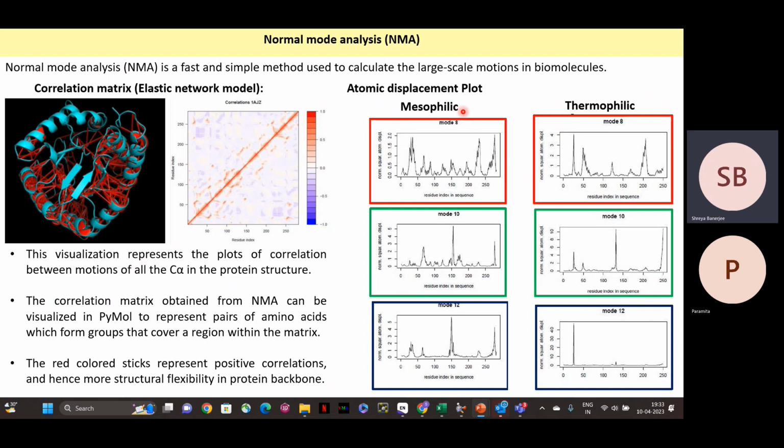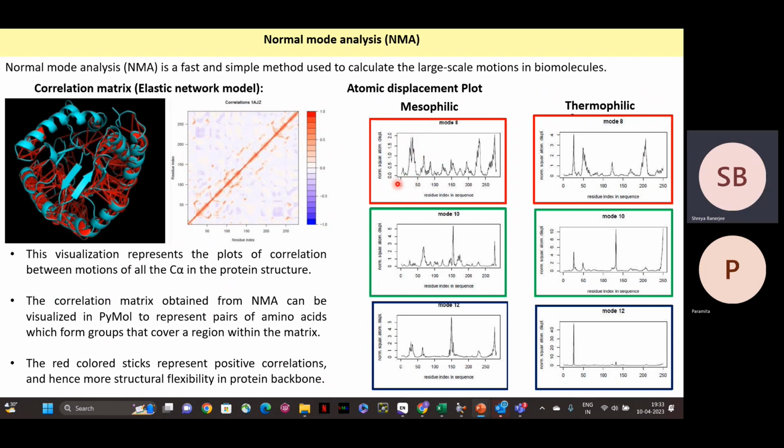whereas mesophilic proteins get denatured at these high temperatures. So suppose you did not know that this was mesophilic and this was thermophilic. Looking at the atomic displacement plot, you can predict that, because what the atomic displacement plot shows is how each of the residues are being displaced. So say after your molecular dynamic simulation, at the end of say 100 nanoseconds, what is the displacement of say residue 1, 2, 3 of that particular residue at the end of the molecular dynamic simulation.